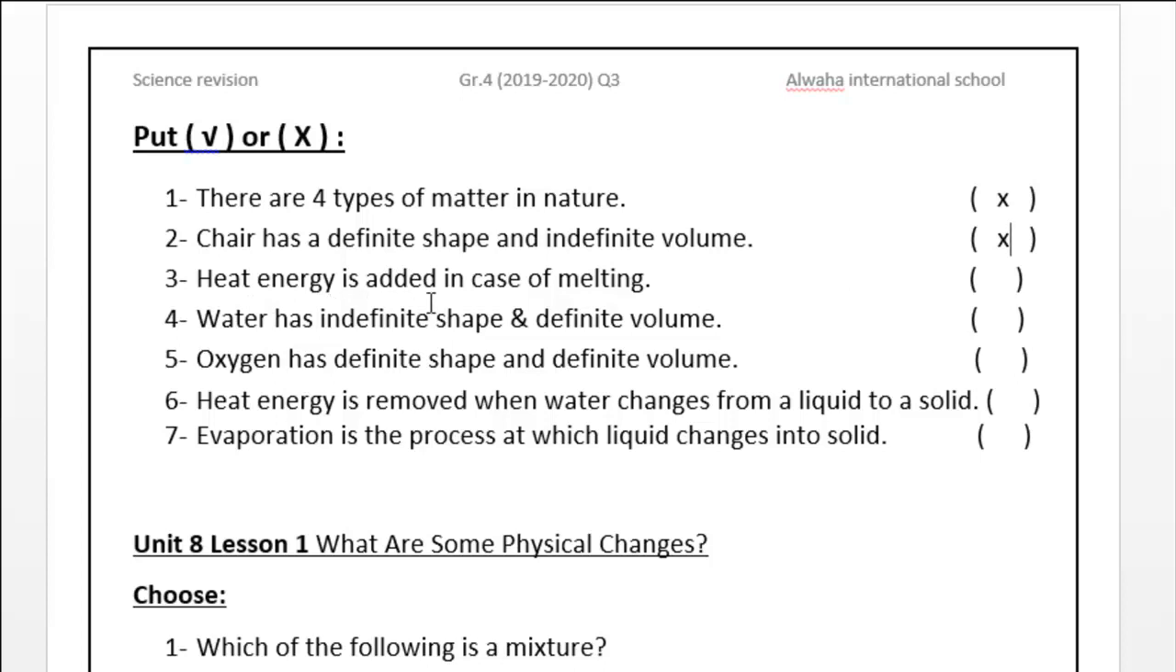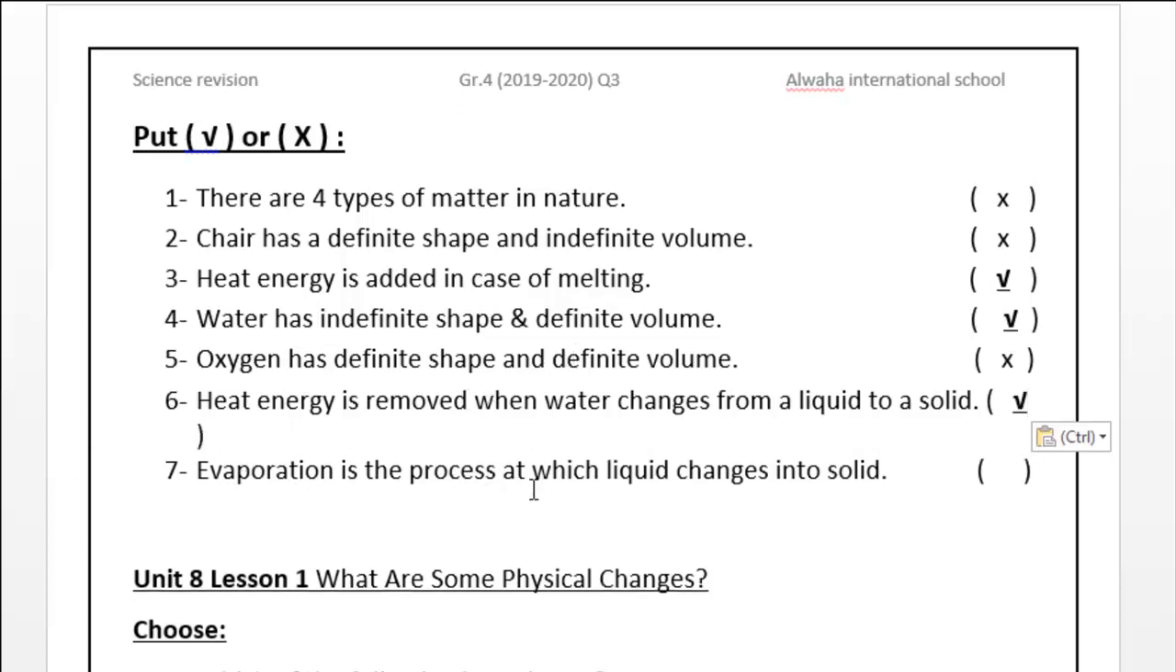Heat energy is added in case of melting, that's right, because for melting we need to add heat. Water has indefinite shape but definite volume, that's right. Oxygen has definite shape and definite volume. No, oxygen is a gas, so it doesn't have definite shape or volume. Heat energy is removed when water changes from liquid to solid, that's right, because freezing needs cooling, so heat energy is removed.